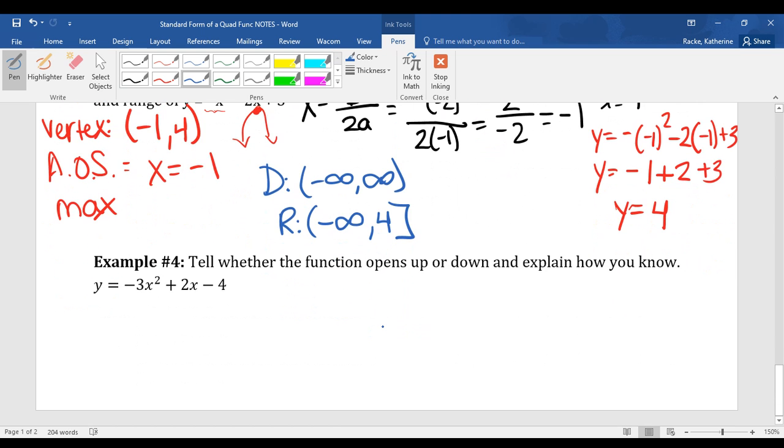Okay, moving on to example 4. Tell whether the function opens up or down and explain how you know. So this all depends on our a value in the equation. So in this equation, y equals negative 3x squared plus 2x minus 4. What is our a value? Our a value is negative 3. So if a equals negative 3, that means that it's going to go down, okay? It's negative, so it's going down, looks like an N. So we know it goes down. And how do we know that? Well, we know that because a is negative.